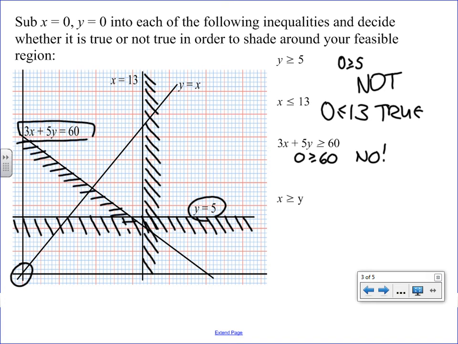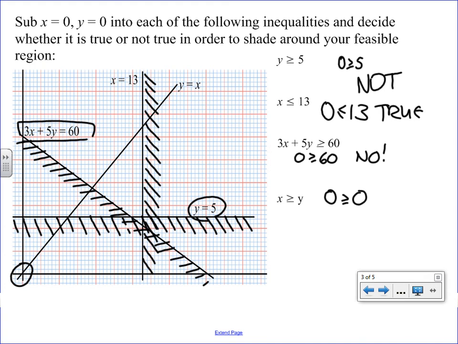Now at this stage you might think it's fairly obvious what the feasible region is, and you're probably right, but obviously don't guess. Keep going. Okay, so let's do the last one and just check. So sub the origin in. Is that true? Yes, that's true. 0 is in fact bigger than or equal to, in the sense that it's equal to 0.